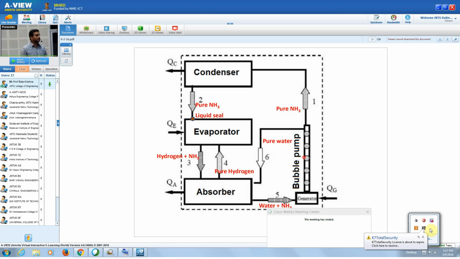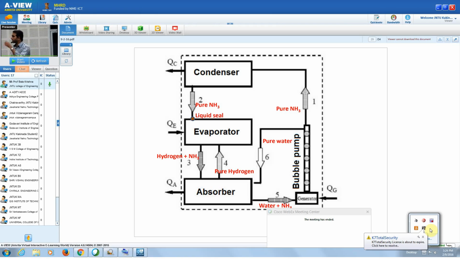Let us assume that you start at a point from the outlet of the absorber. At point 5, the fluid that is coming out is water and NH3, a solution which is a combination of water and ammonia, and it goes into the generator. In the generator, they give some heat as input, and once the heat is given, the fluid gets vaporized and bubbles are formed. This bubble pump consists of a small tube with a very small cross section. Therefore, the bubbles that are produced move in the upward direction through the small cross section pipe.